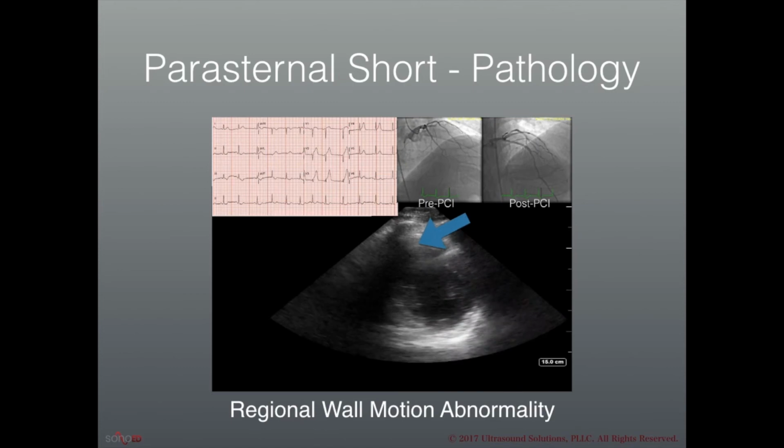And a short axis view of the left ventricle allows you to see the septum, the anterior wall, and the lateral wall all at once. And if you look at the anterior wall, you can see that it's not contracting well at all compared to the other walls. So this is a regional wall motion abnormality that confirmed the diagnosis of a STEMI.